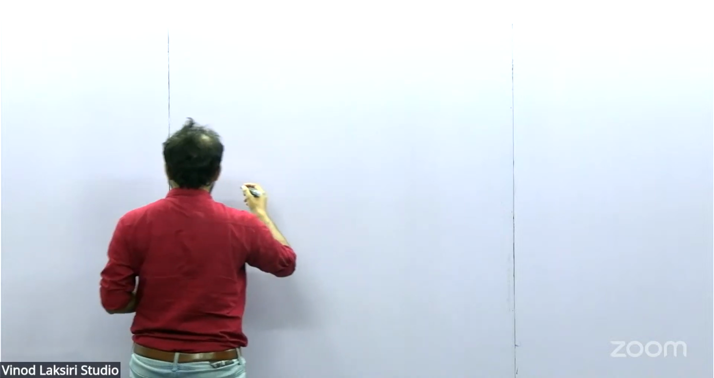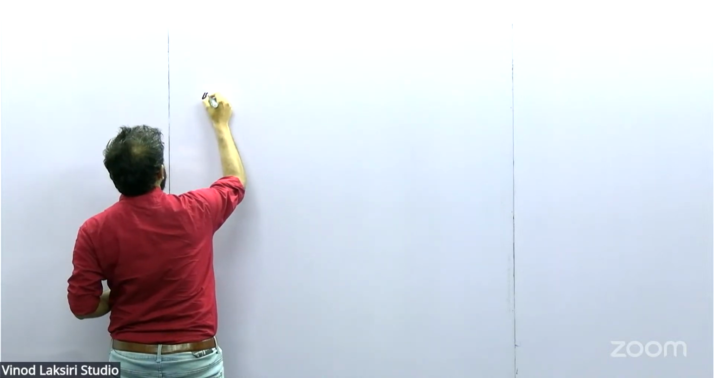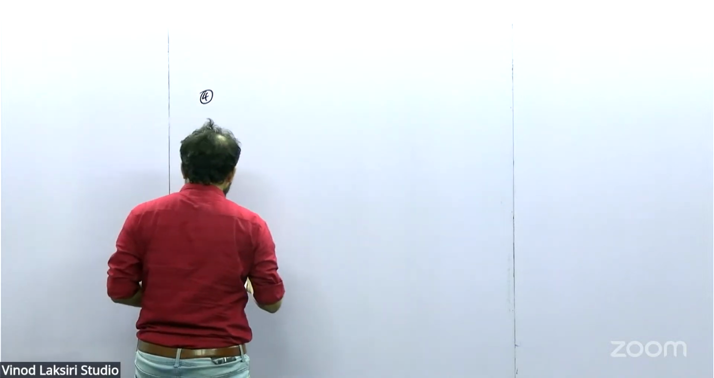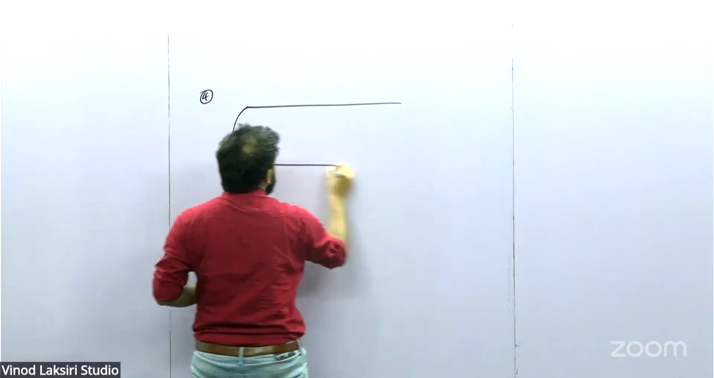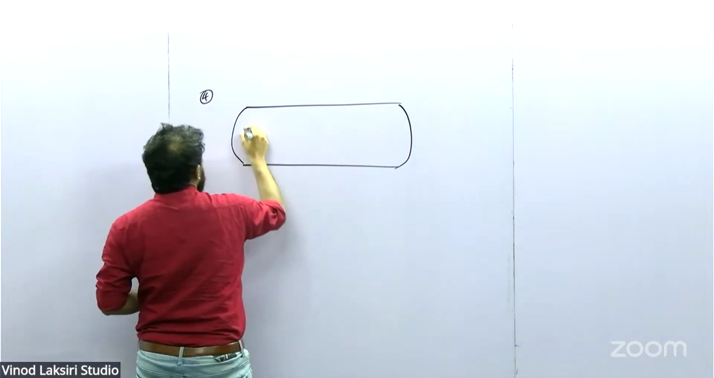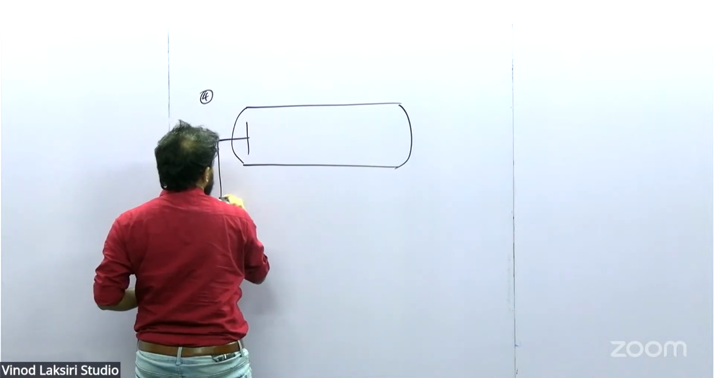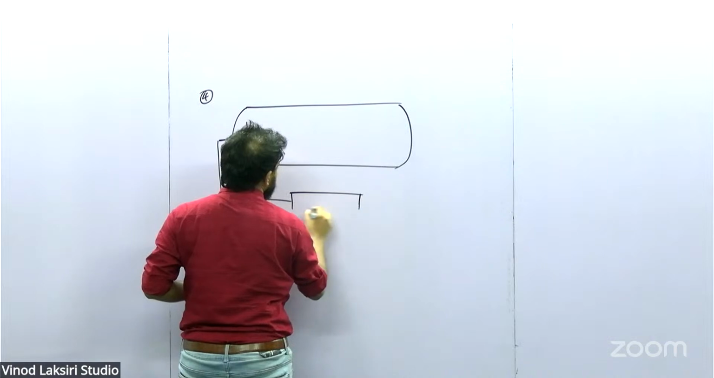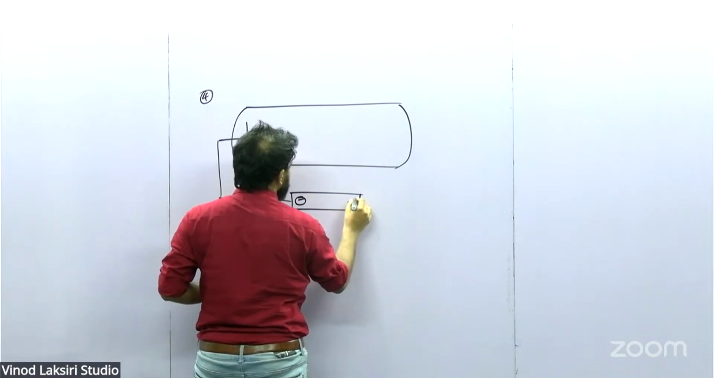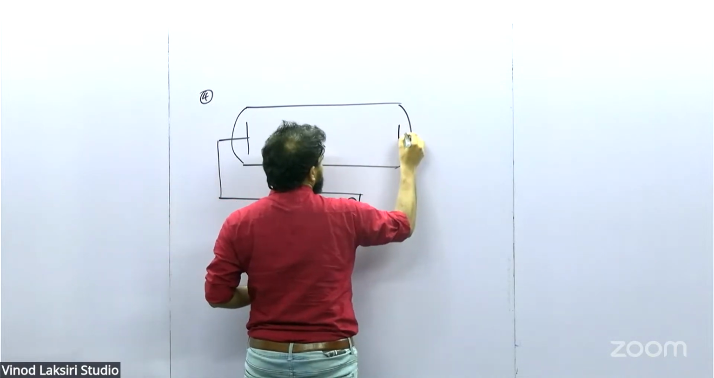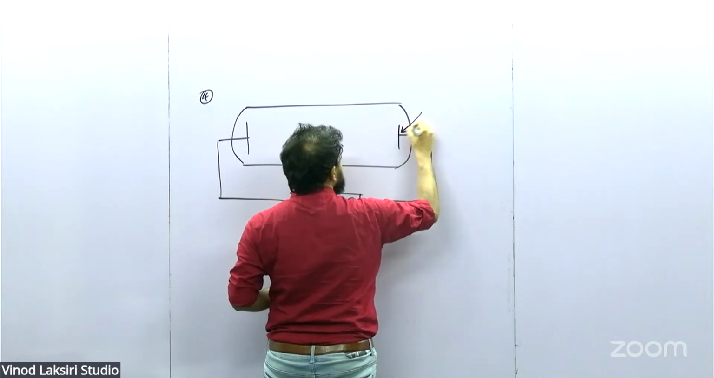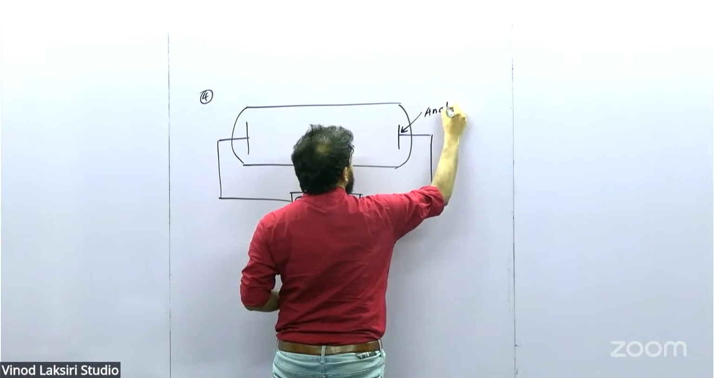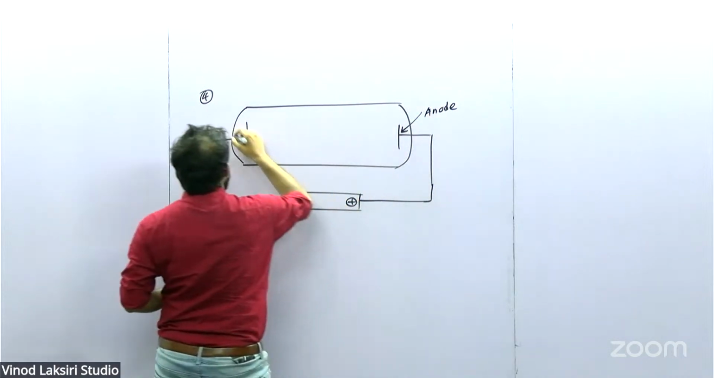And the fourth property of cathode ray, the last property of the cathode ray. So this is a common setup. It's a glass tube, and here this is a cathode, and there is a high voltage source. This is the anode, and this is the cathode.